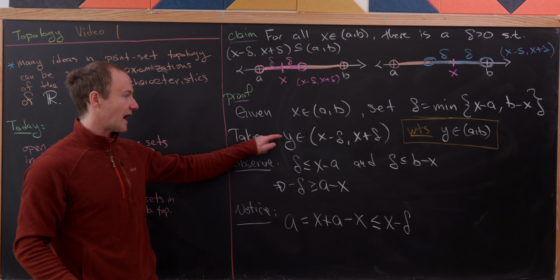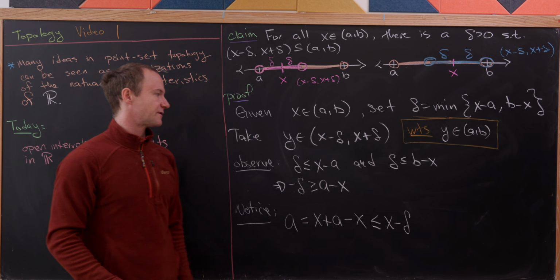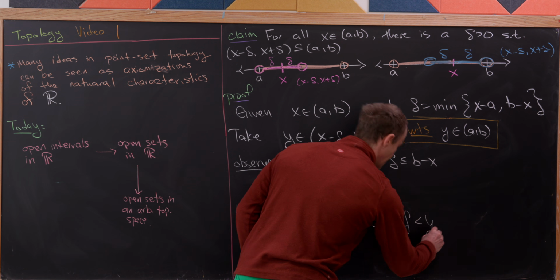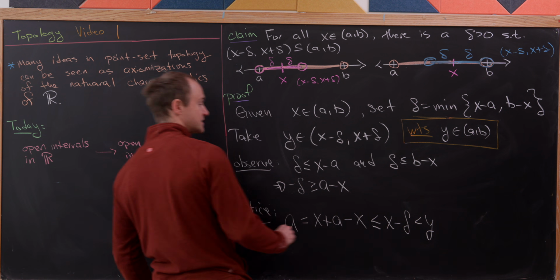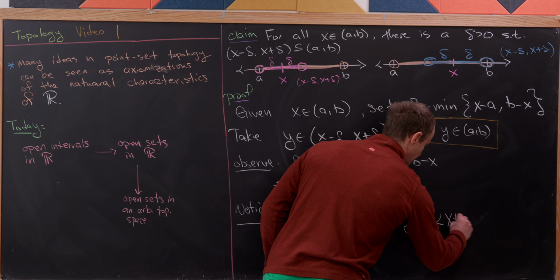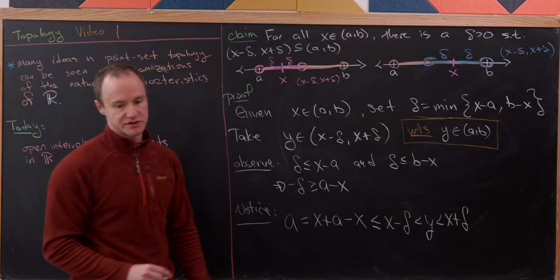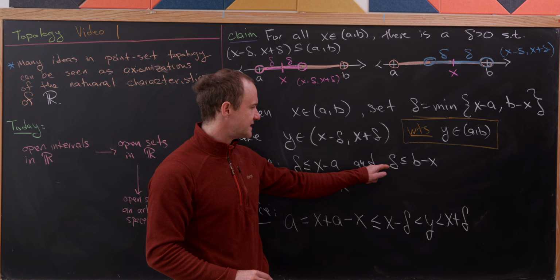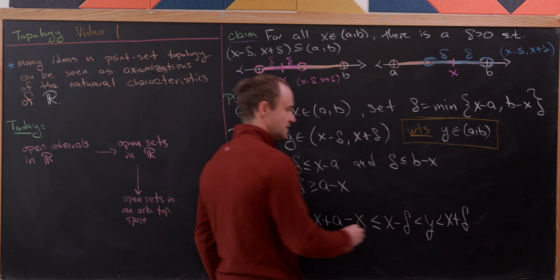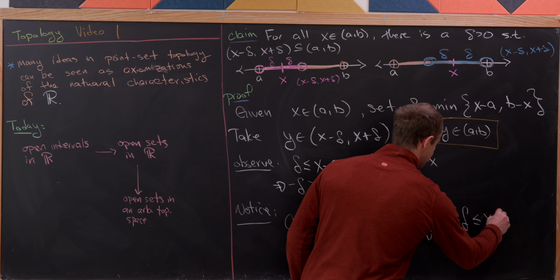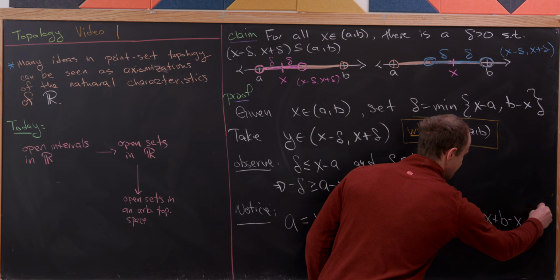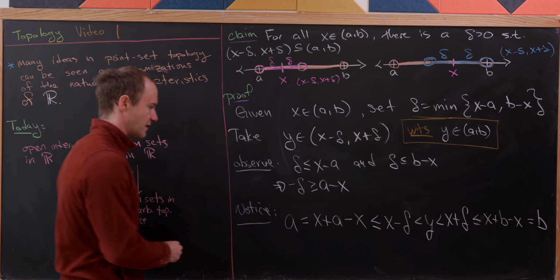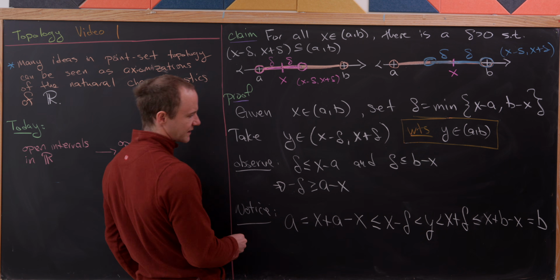But now since y is on the interval from x minus delta to x plus delta, that means y is bigger than x minus delta. Then it's also less than x plus delta, again, because it's on that interval. But now what we can do is replace delta with b minus x. So this is going to be less than or equal to x plus b minus x, which is equal to b. So we've got this big inequality right here, and now let's look at some fairly important parts of it.